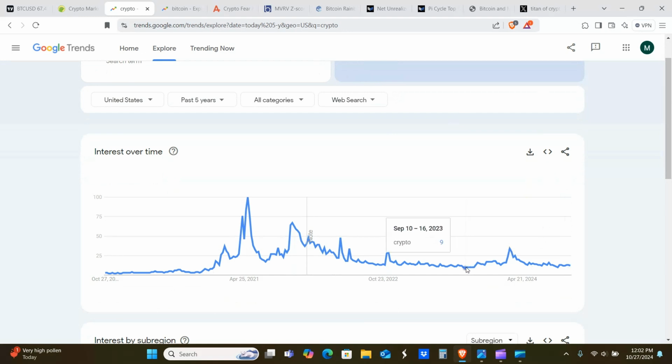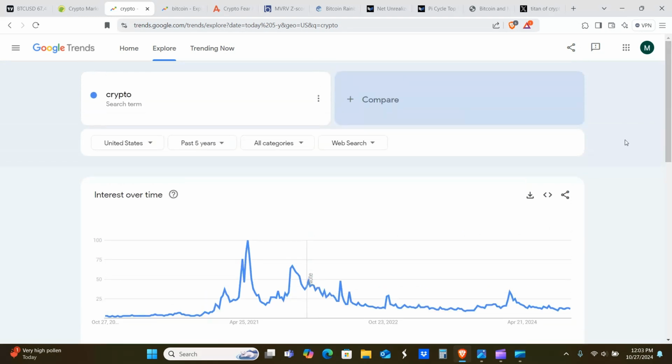Basically, the gist of this is that we are pretty much sitting at the lows here. That tells me one of two things. Retail, for the most part, is probably saying crypto is dead. "Oh yeah, crypto's dead. It's not going anywhere, guys. It's going to 0. Crypto's never going to come back." They're all going to short the market, and then Trump's going to get reelected, and they're all going to get absolutely destroyed. Their stop losses are going to get wrecked.